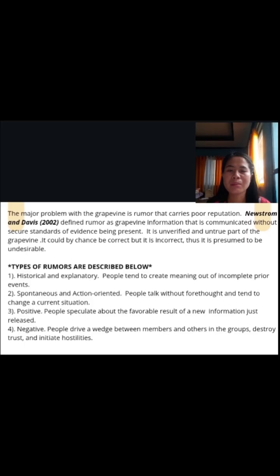So the major problem with the grapevine is a rumor that carries poor reputation. Newstorm and Davis 2002 define rumor as grapevine information that is communicated without secure standard of evidence being present. It is unverified and untrue part of the grapevine. It could by chance be correct, but it is incorrect. Thus, it is presumed to be undesirable.